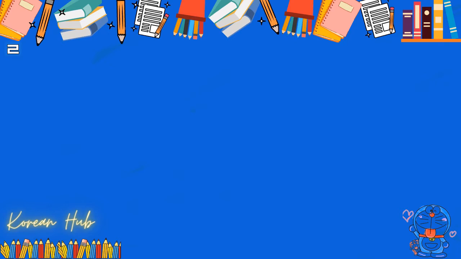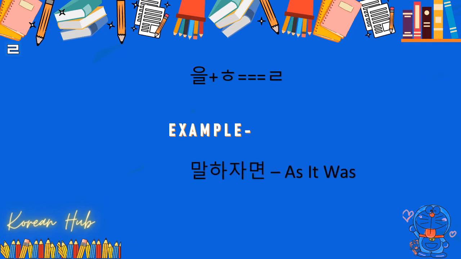When Liyo consonant from the last place of the first character combines with Hiyo consonant from the first place of the next character, then the combination produces Lu sound. For example, 말하자면.